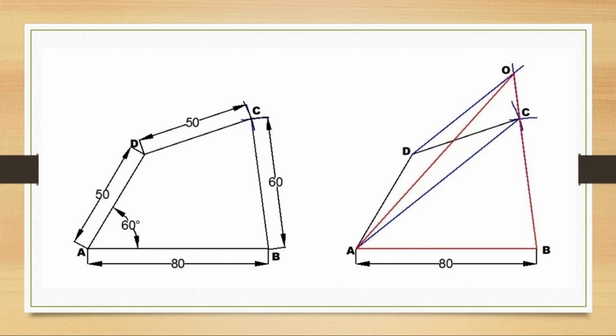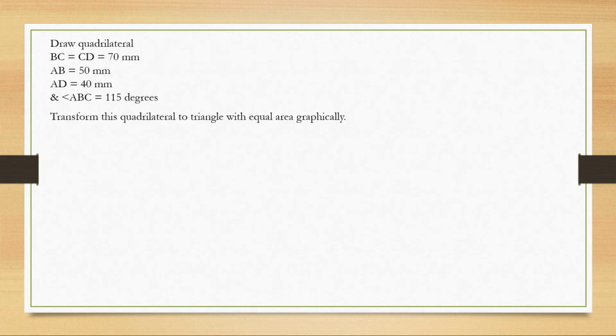I hope you understand. We have more questions to attempt in this area construction, so be with me. So let's just attempt one more question, same pattern, just different angles are given for better understanding. So again, BC and CD are 70 mm, which are given, AB is 50 mm, AD is 40 mm, and angle ABC is 115 degrees. Transform this quadrilateral to a triangle with equal area, and again, very important, graphically.